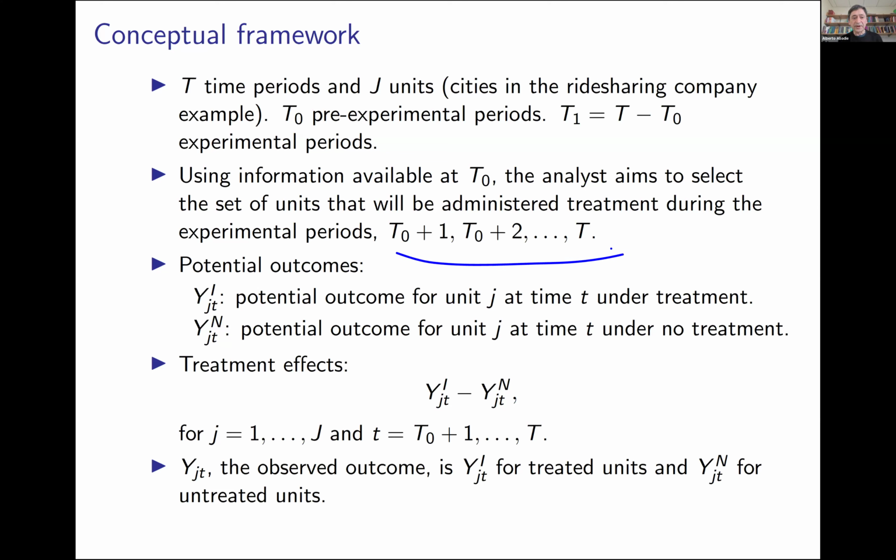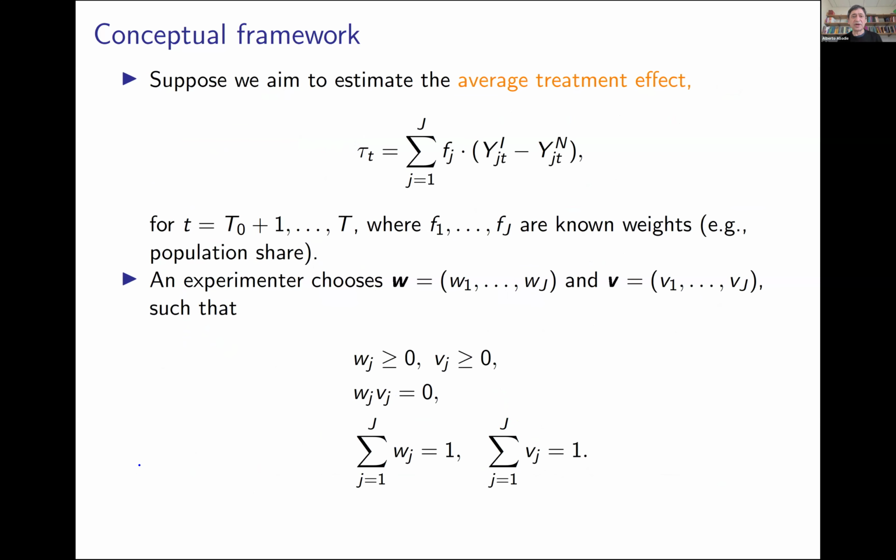We are going to operate in a setting with potential outcomes. We'll have the two potential outcomes, Y^I_jt and Y^N_jt. These are the potential outcomes for unit j at time t with and without the treatment. The treatment effects are going to be defined as usual as the difference between these two potential outcomes. And what we observe, the outcome of interest, also as usual, is going to be the potential outcome with treatment for the treated units and the potential outcome without treatment for the untreated units. Okay, and what we are trying to estimate.